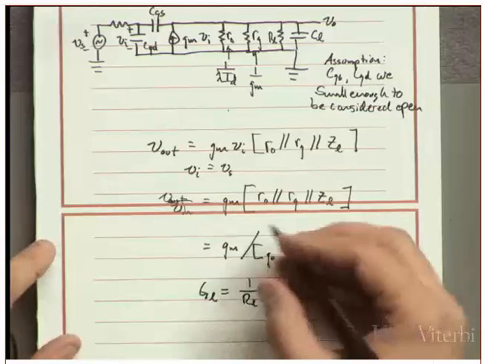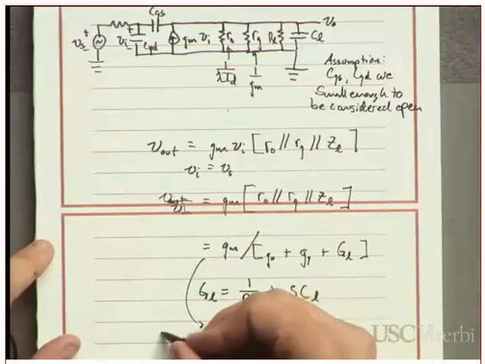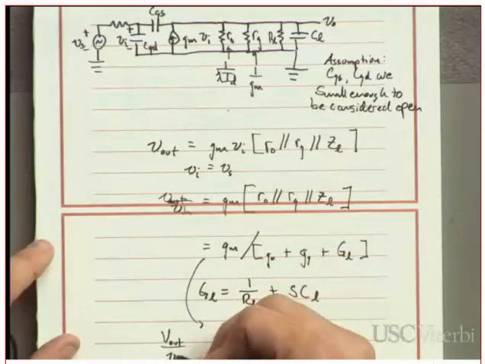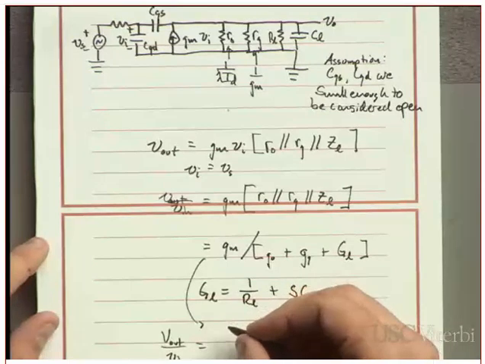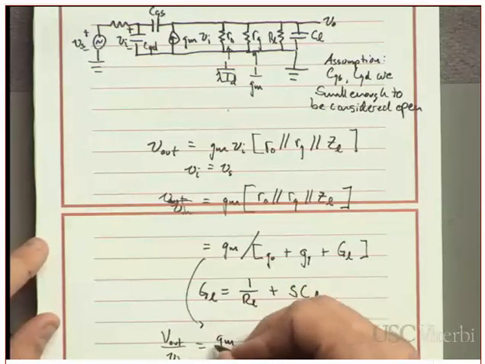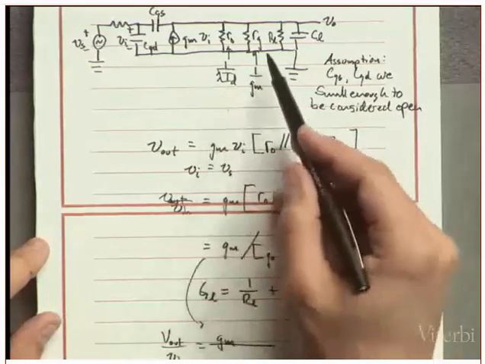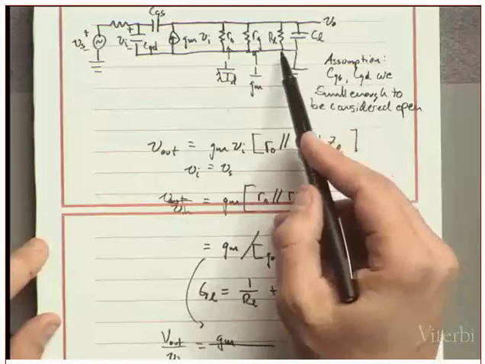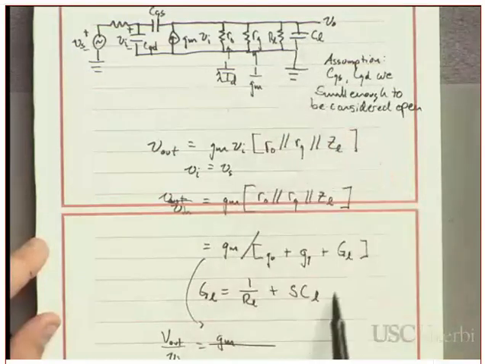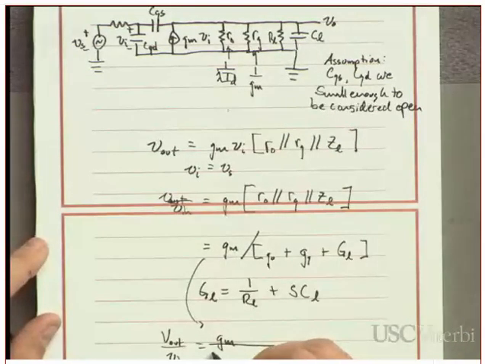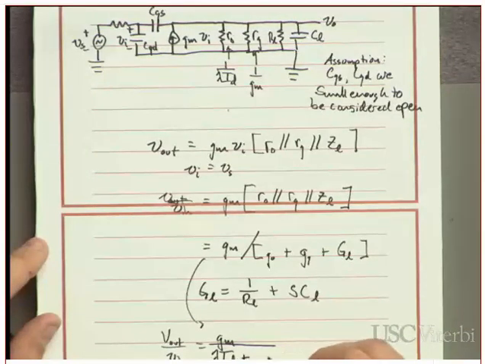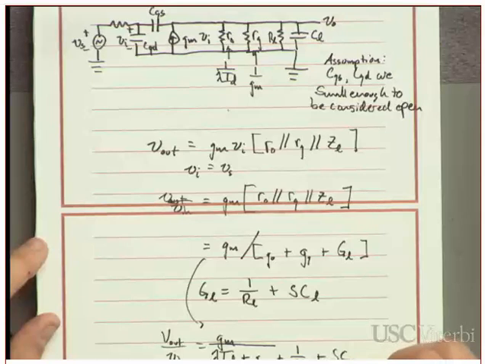But once I just go ahead and substitute all these in here, Vout over Vin is equal to gm. So go is lambda ID, Rg is gm, and GL is this thing that I wrote right here. So it becomes really simple: lambda ID plus gm plus 1 over RL plus sCL.